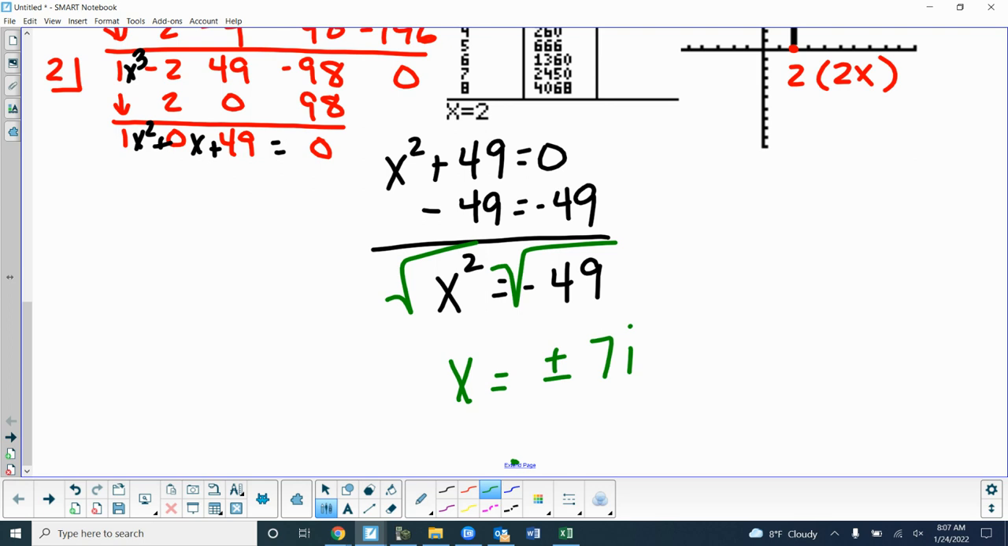Okay. The other 3, 41, 44, and 45. Let's look at 41. We got 3 plus i, 3 minus i.